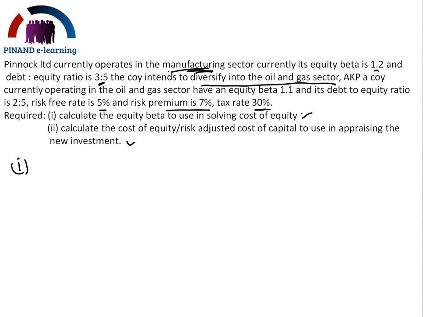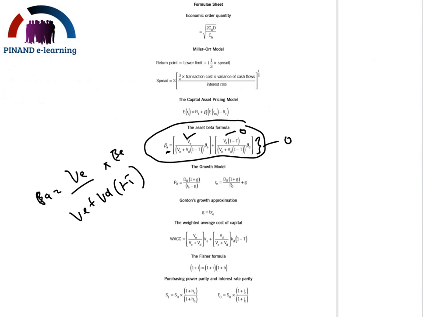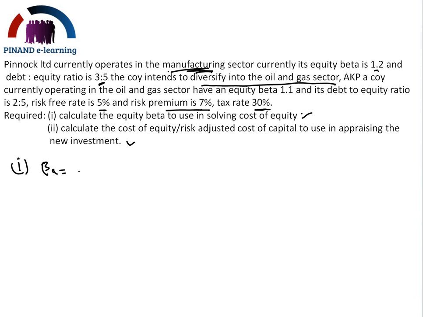So let's go back. In ungearing, the formula I gave, I'm just writing it out: BA is equal to BE times VE over VE plus VD(1 minus T). There's tax. If there is no tax, ignore taxation. Now let me fill this up with figures, please.